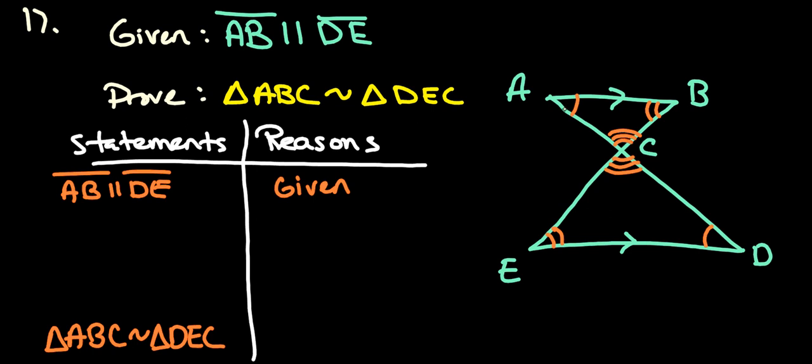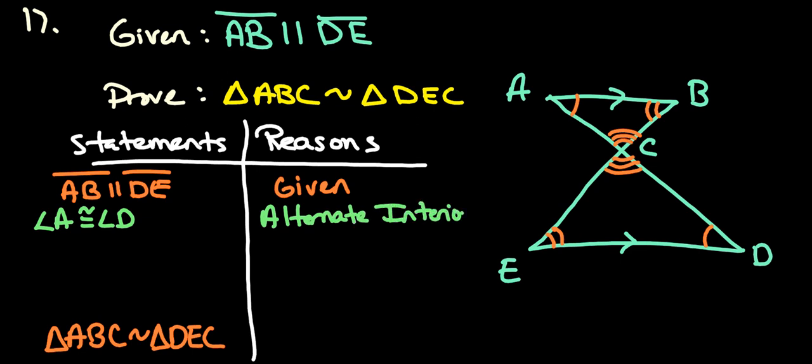So I'm going to go ahead and go with the angle A is congruent to angle D, and these are alternate interior angles.